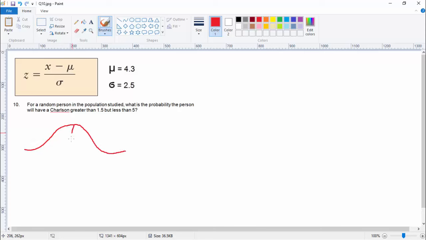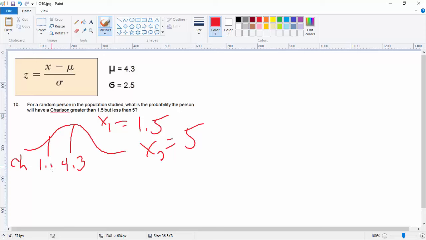So here's a picture. Here's the line. 4.3 is our Charlson score. And then we remember how I taught you, you can do this: x1 equals 1.5. You can just arbitrarily assign them. I just do them in order. x2 is 5. So we have two x's we've got to deal with. So let's put an x1 on our little picture. Well, we know 1.5 is less than 4.3. We don't have to be perfect about it, but we're going to put 1.5 in here. And we know 5 is more, so it's on the other side of the hump. So here's 5. Okay, now let's go into Z land.